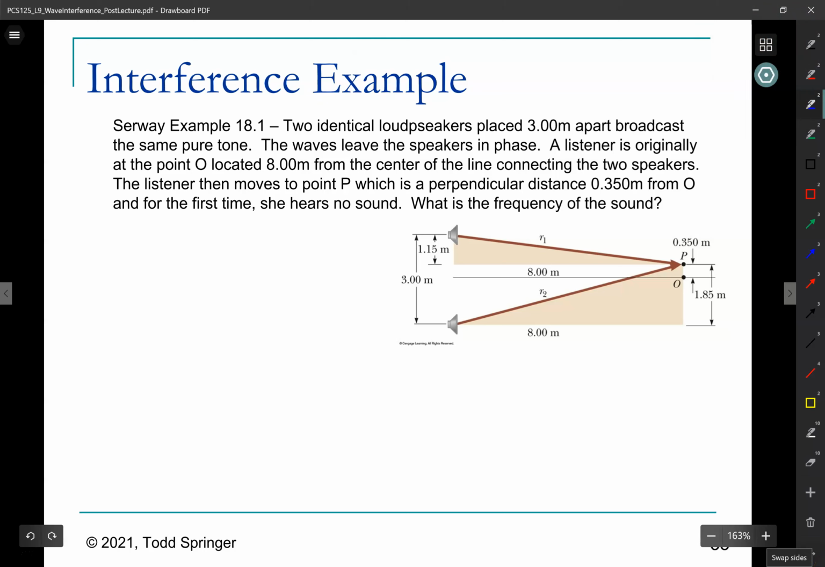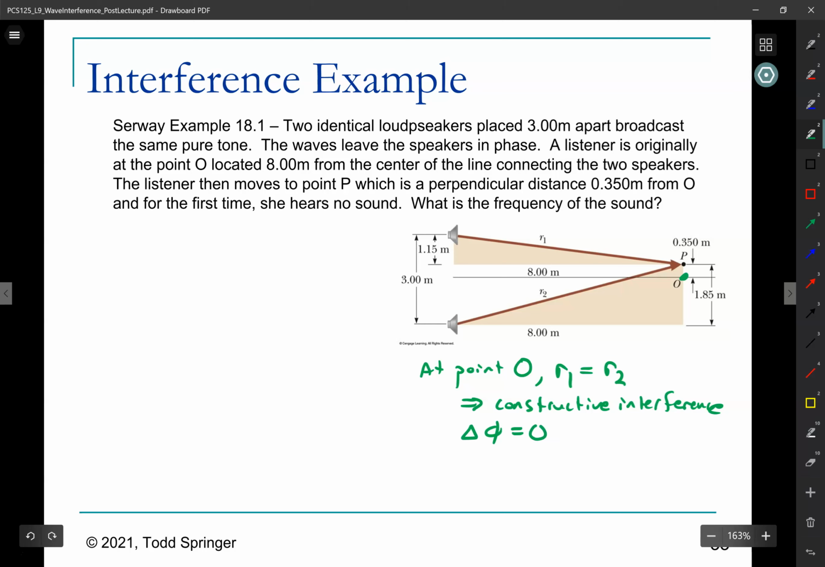Okay, so let's think about what's going on here. When the observer is at point O, that's directly in between the two speakers. So at point O, R1, the distance that the sound has traveled from speaker 1, is equal to R2, the distance that the sound has traveled from speaker 2. And so this is going to be constructive interference. Phi is equal to 0. There's no phase difference between the two, and there's no path length difference. R2 minus R1 is equal to 0.